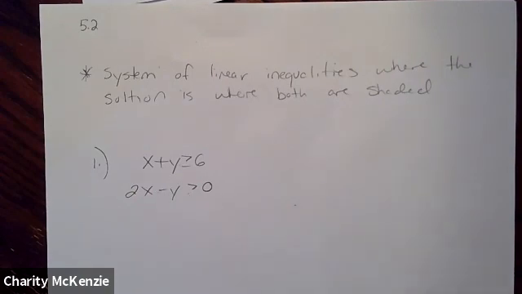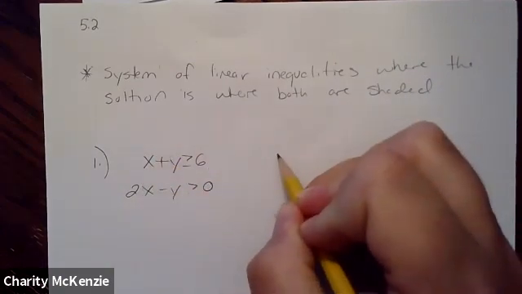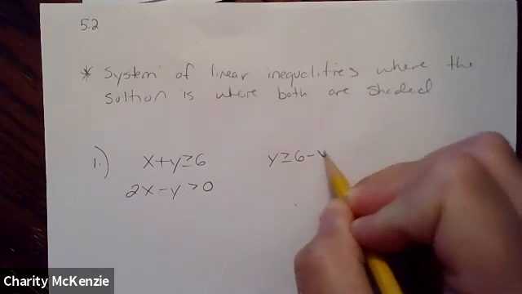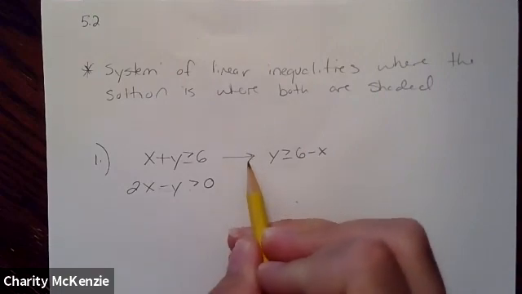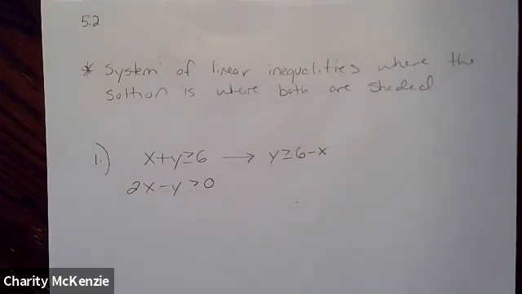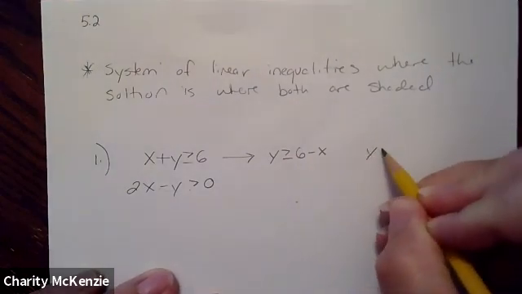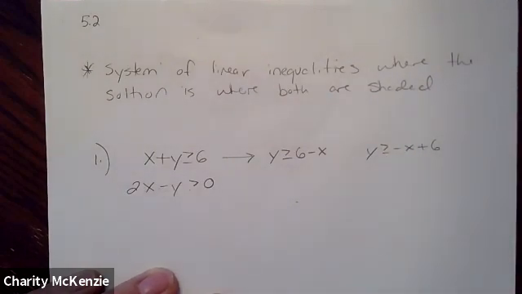So I'm going to take this top equation and I'm going to subtract the x over, so it'll become y is greater than or equal to 6 minus x. So that's this one over here, and it's solved for y. Now, the slope is always the one in front of the x. We could rewrite this as y is greater than or equal to negative x plus 6. That's fine also, if you need to have the x first in the mx plus b format.